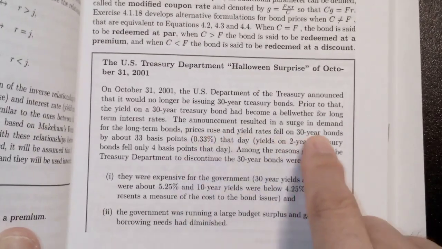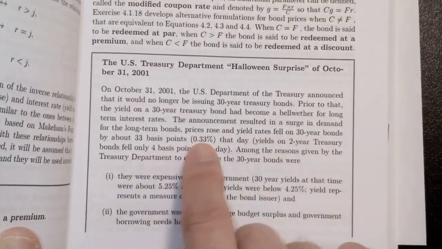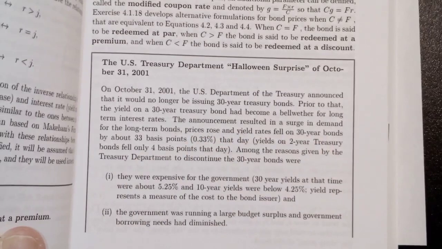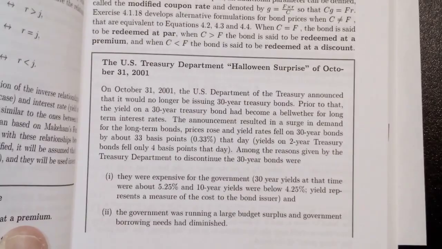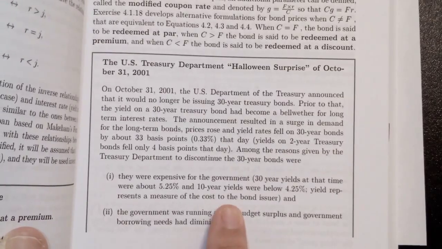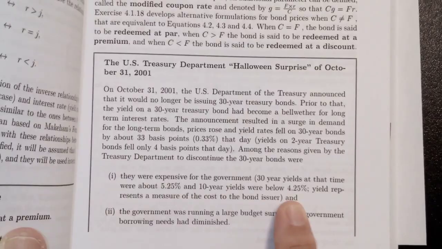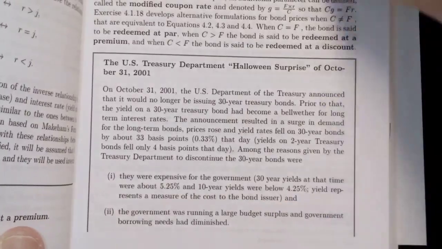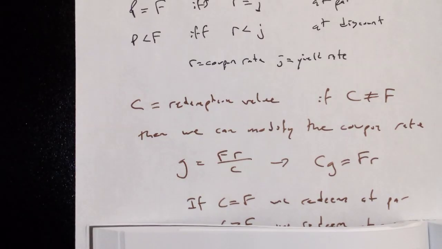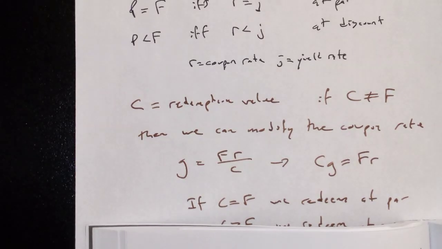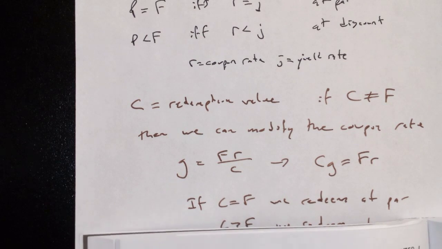The announcement resulted in a surge in demand. Yield rates fell on 30-year bonds by about a third of a point, a third of a percent. That's a huge change in a day. But the reasons said they were expensive. 30-year bonds were 5.25, 10 years were below a full percentage down. And the government was running a large surplus. Government surplus, we don't need to borrow money as much. In 2001, the way we run the government changes. September 11th happens and all sorts of things go wrong. And we start spending a lot of money.